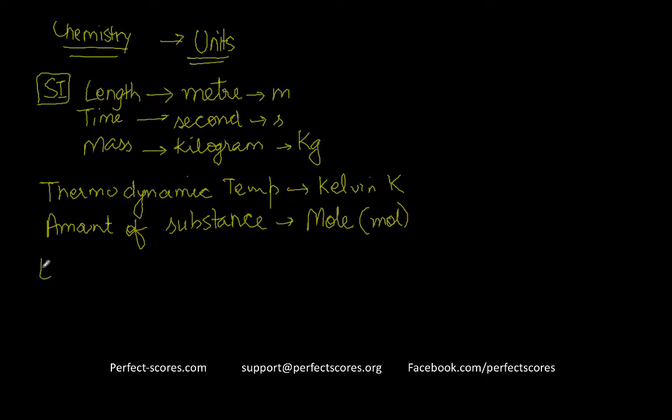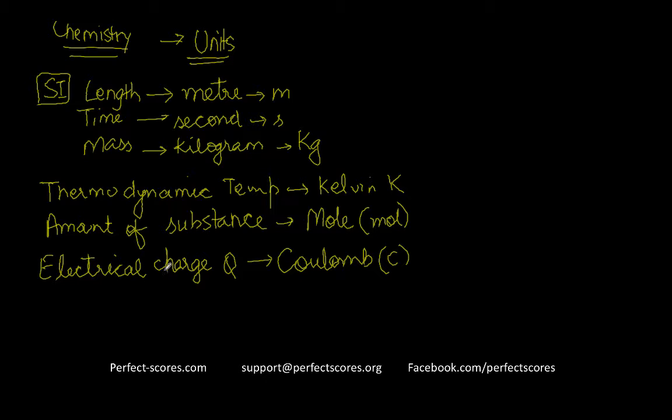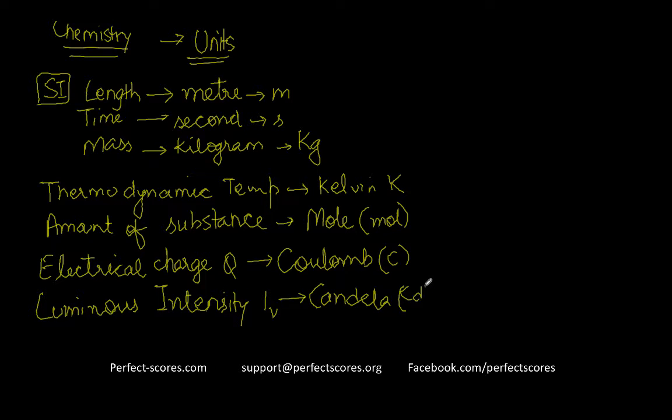The next quantity is that of electrical charge. An electrical charge itself is sometimes represented by the quantity Q, and the SI unit for that is a coulomb, represented by the letter C. And the last SI quantity, there are 7 of them, is luminous intensity. This one is not used in chemistry at this level. It might be used otherwise. It's just represented by the unit of candela, cd in short.